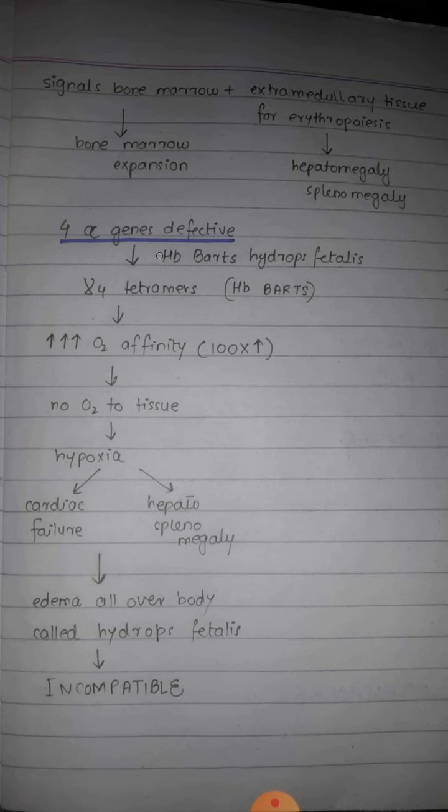Next, we have a person who has 4 gene deletions. It means 4 alpha genes are deleted. These occur in a condition called HB Bart's hydrops fetalis. Now this is basically a disease of a fetus.